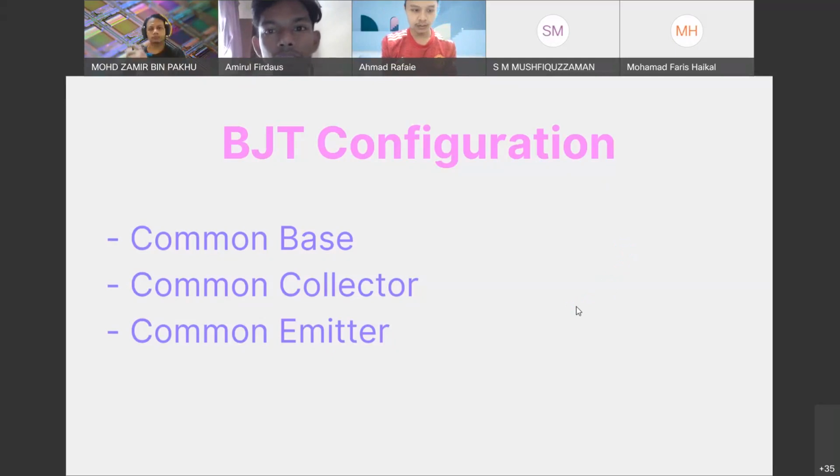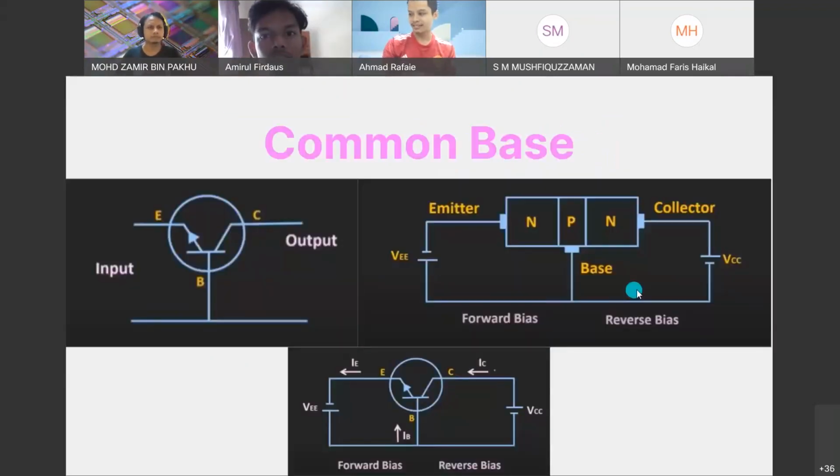Okay, so we go into the BJT configuration. The first one is common base, the second one is common collector, and the third one is common emitter. So what are they? As you see, this is the configuration of the common base.